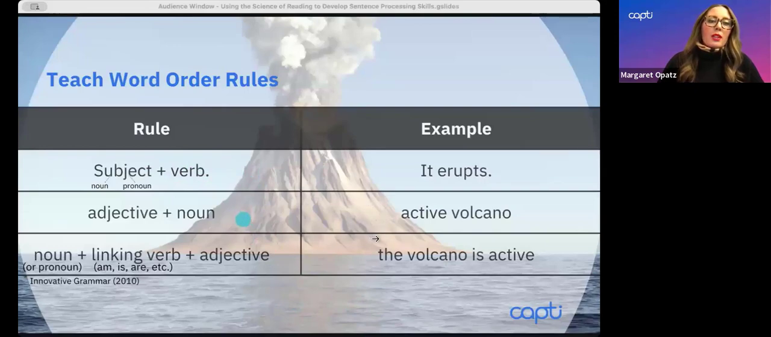And then we can also teach them that the adjective comes before the noun, or we could teach them there's a noun plus a linking verb plus an adjective, and then give them these examples. The reason that we would do this is to help students build their metacognition, or actually, their meta-linguistic awareness of language.